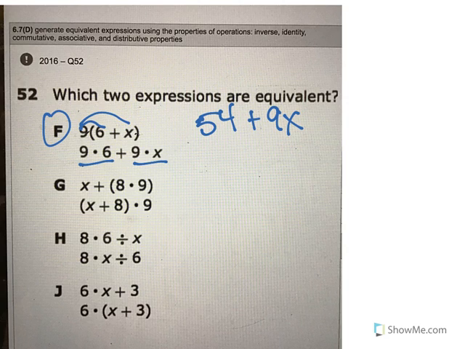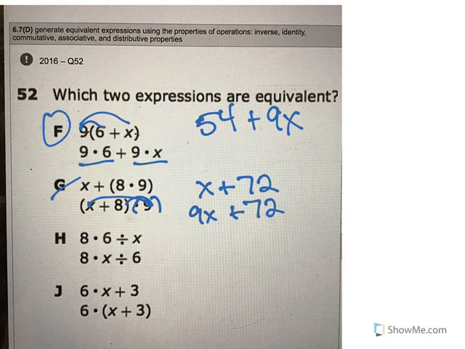So let's quickly check why the other ones are incorrect. G, the top one is x plus, I do the parentheses first, so it would be x plus 72, because 8 times 9 is 72. On the bottom one, this would be a distributive property. So 9 times 8 is 72. Uh-oh, did I get it wrong? And then 9 times x is 9x. Nope. So again, it's kind of close, but on the top I only have 1x. On the bottom I have 9x's. That's totally different. So it can't be G.